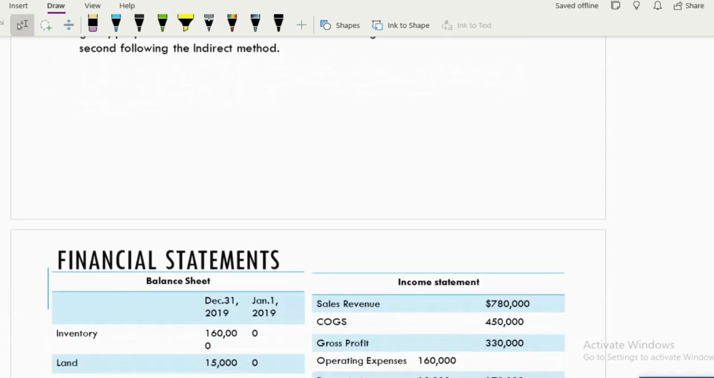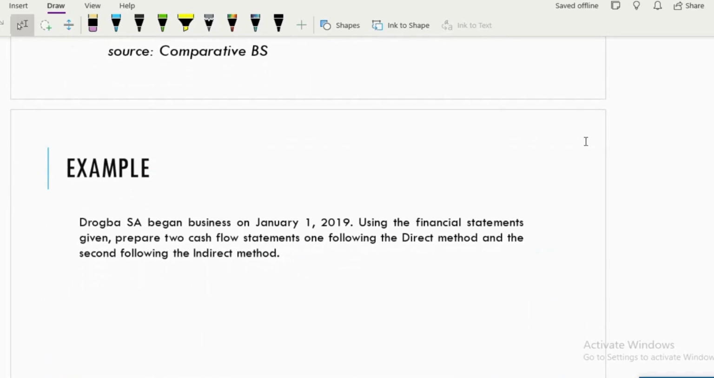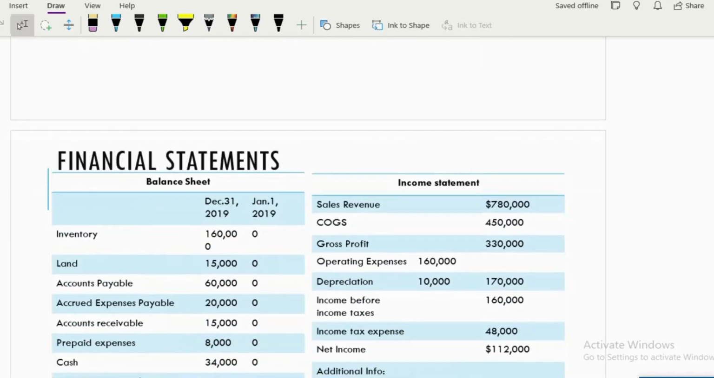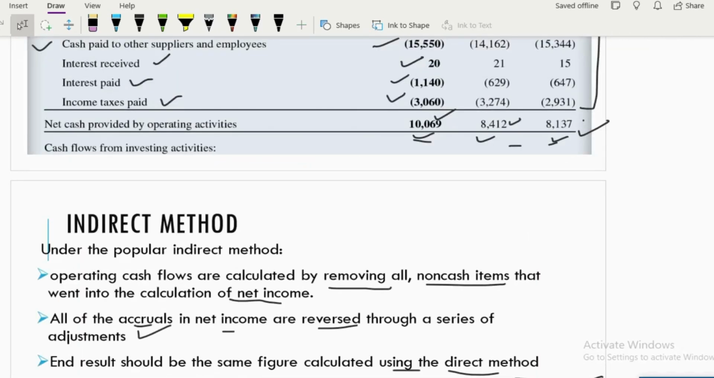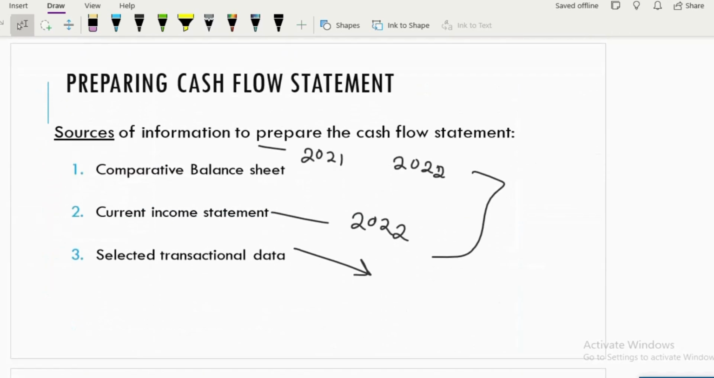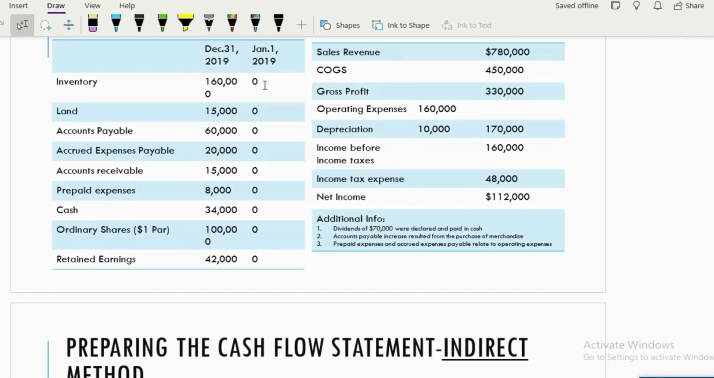Firstly, let's have a look at it. So this company, can you see in the example, they say it begins operations. It means that 2019 is its first year of operation. They have nothing in 2018 because they were not existing. So in 2018, or you can say the start of 2019, you will find everything 0 because they did not exist in that year.